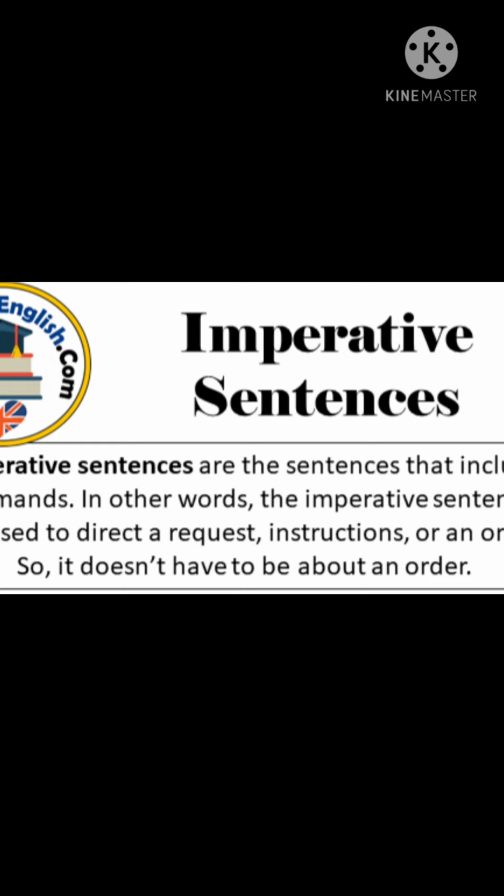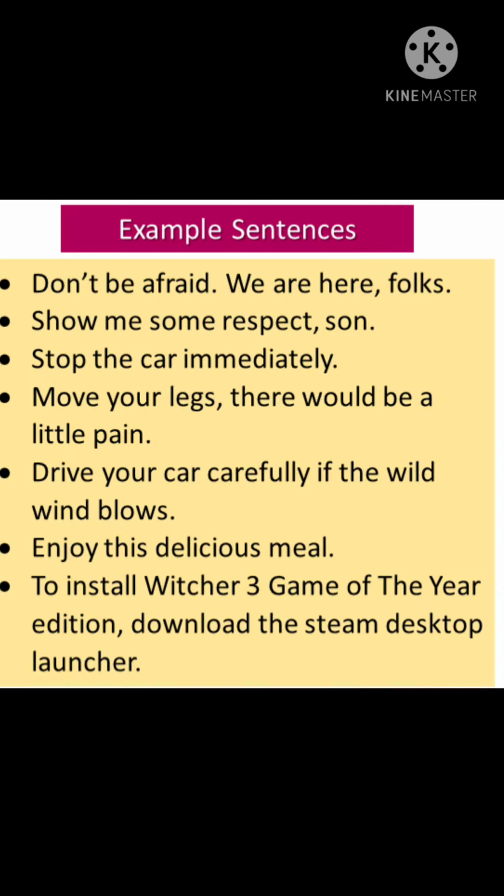It need not be only about an order. And an imperative sentence doesn't have an obvious subject. It starts with a main verb. Understood? Students, now let us see a few examples of imperative sentences here.